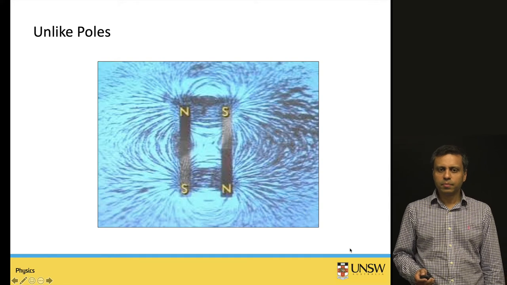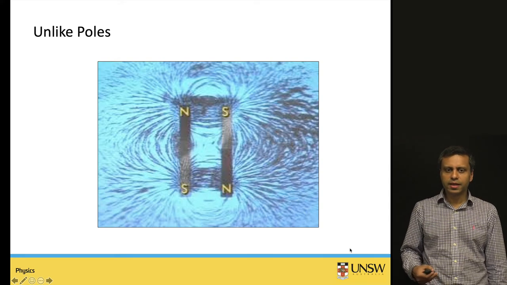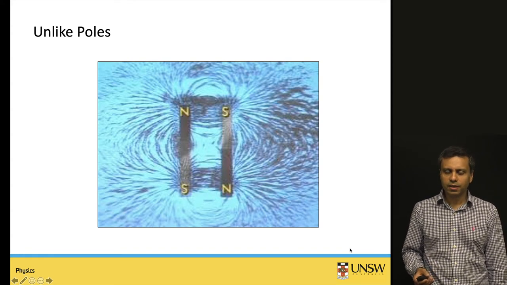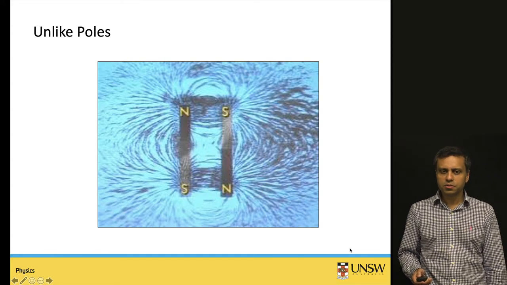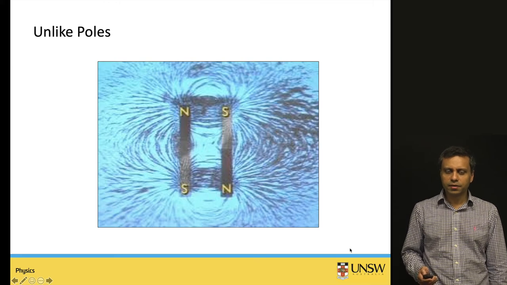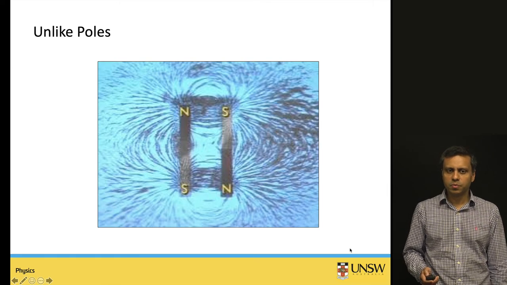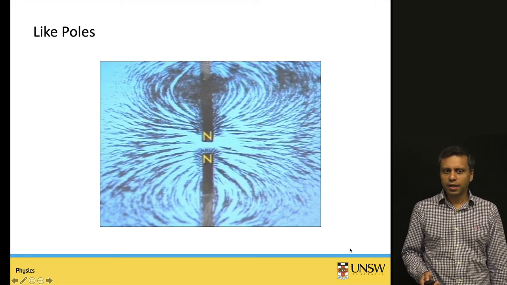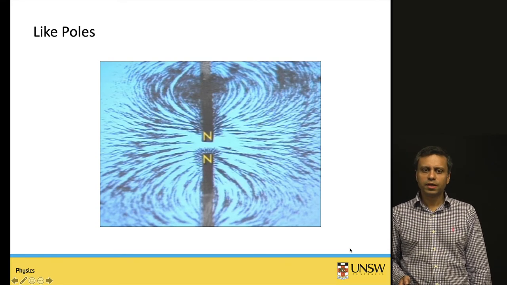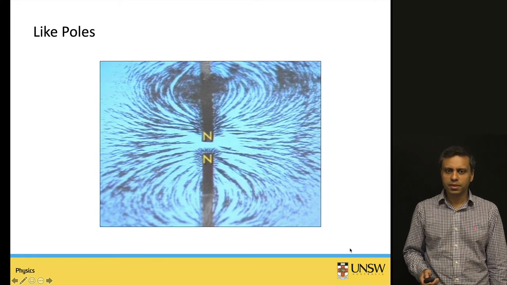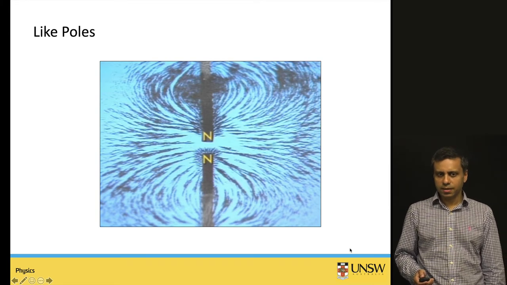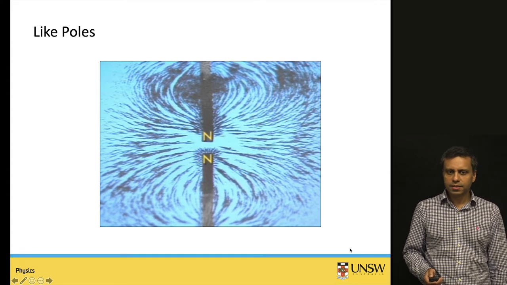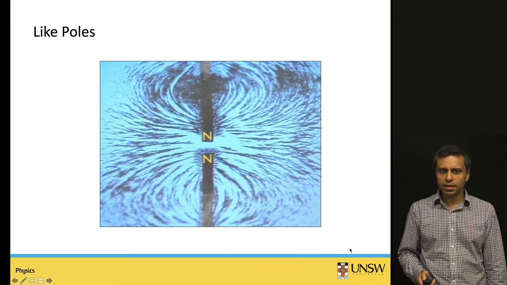So if you remember, the number of field lines, or the density of field lines, in a certain region indicates the strength of the magnetic field. So if two opposite poles are close together, there is a strong attractive force between these poles. In this picture, we show two like poles close to each other, and you can see there are almost no field lines in between these two poles. The density is very less. So the magnets are repelling each other. The poles are repelling each other in this case.